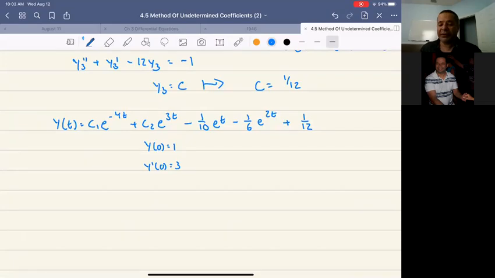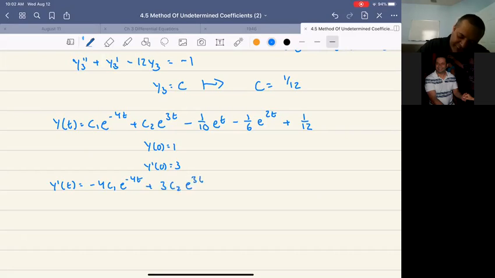Okay, we can solve those pretty easily. y of 0 equals 1. Well, let's take y prime of t first. So y prime of t is going to be negative 4c1 e to the negative 4t plus 3c2 e to the 3t minus 1/10 e to the t minus 1/3 e to the 2t.